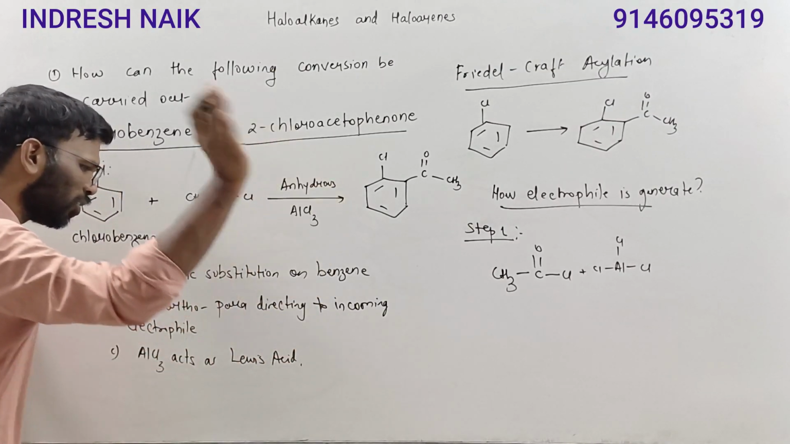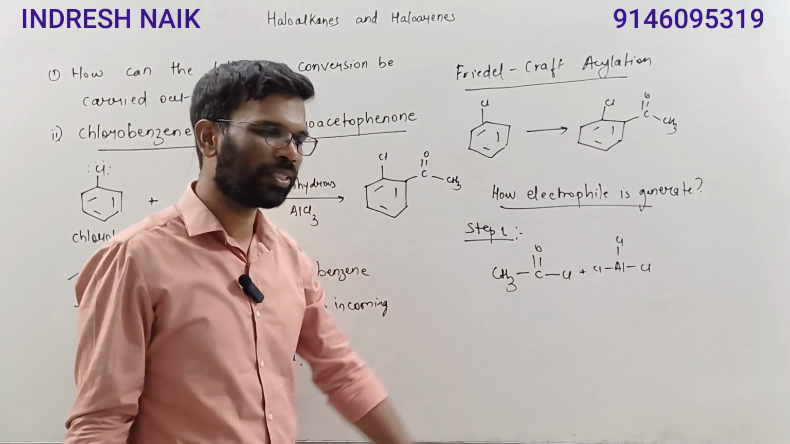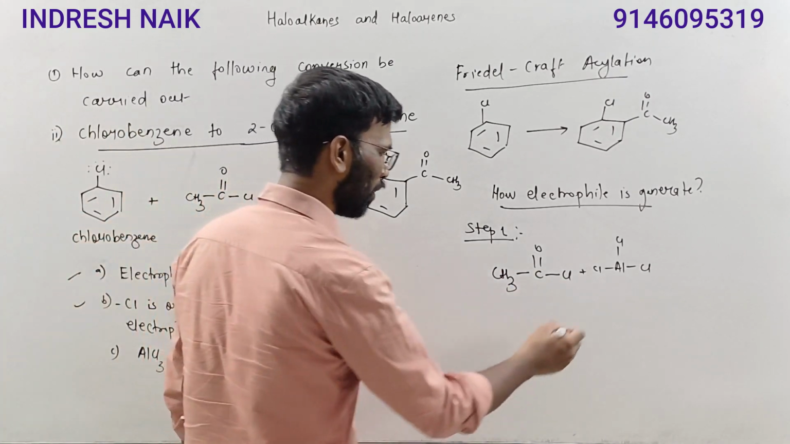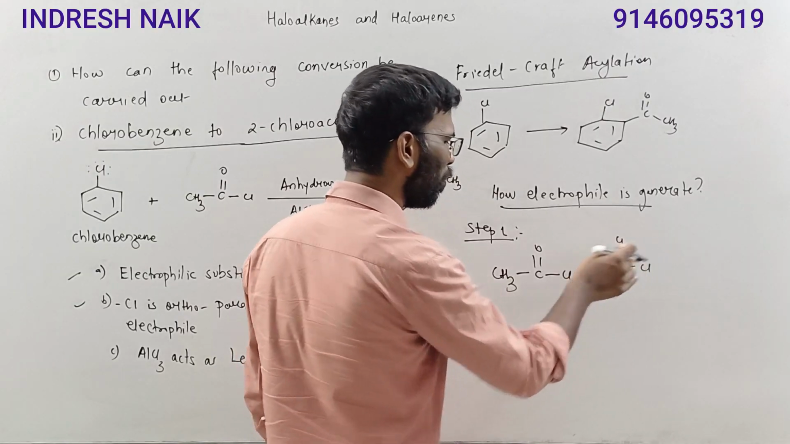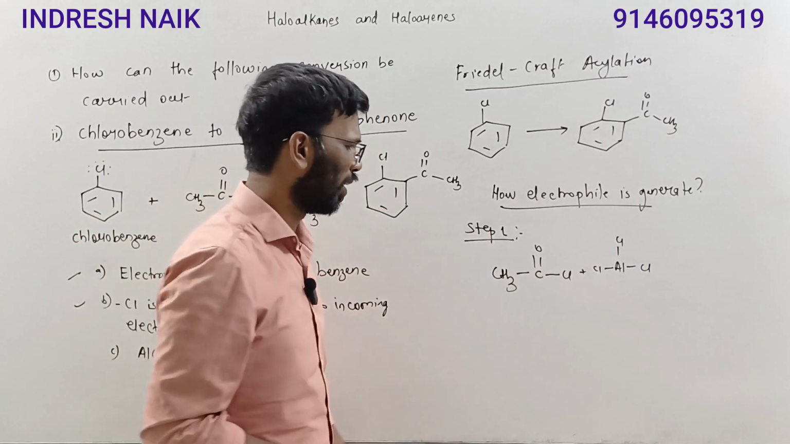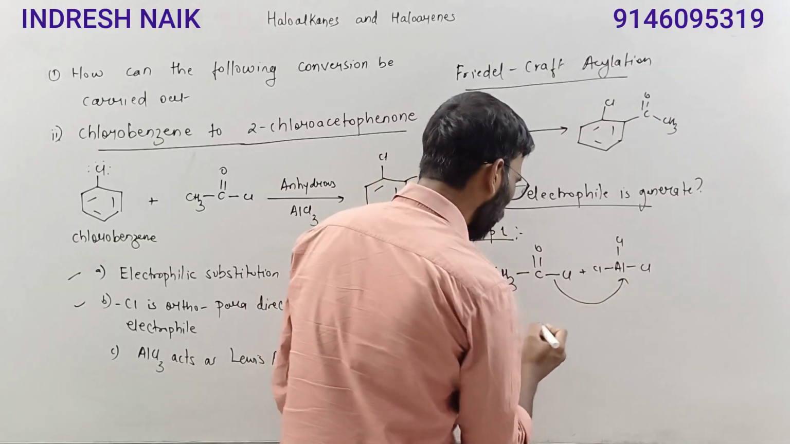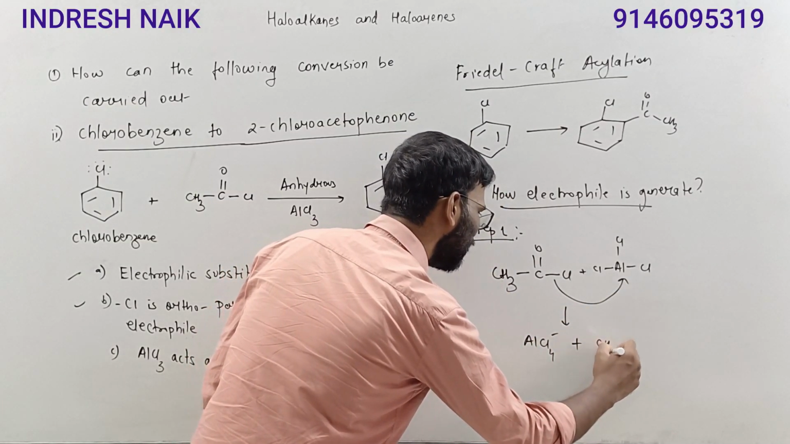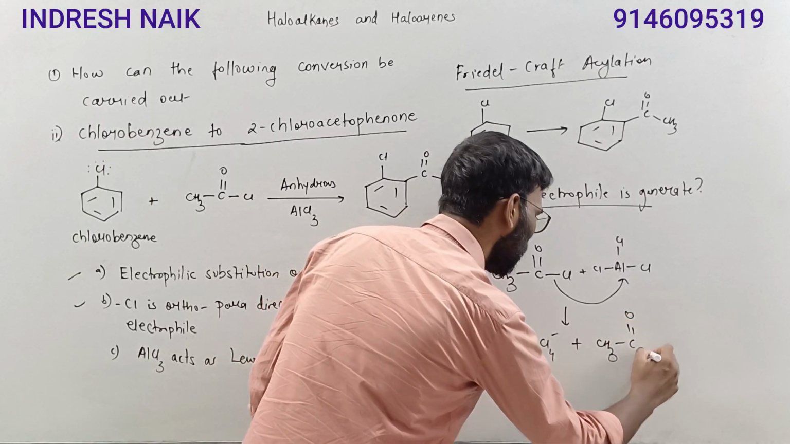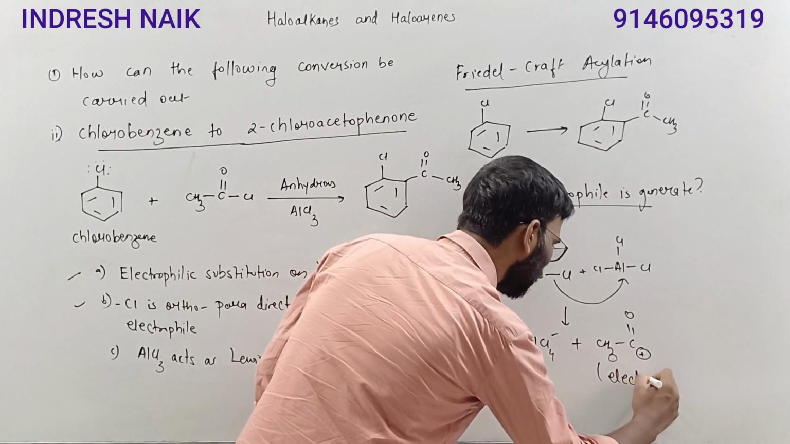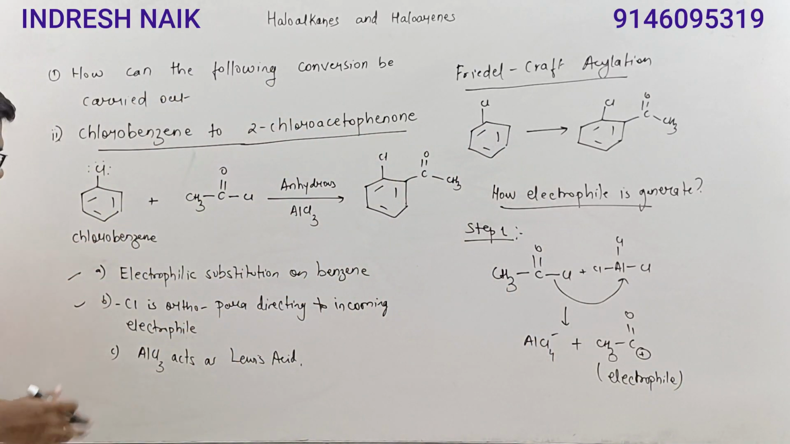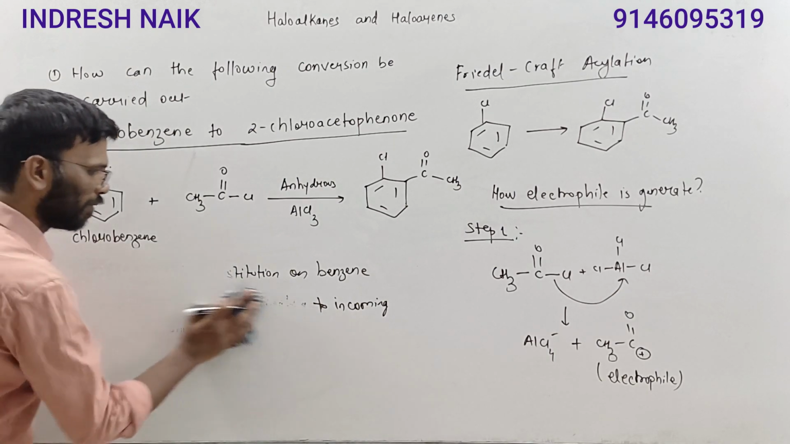Now you can find the definition of Lewis acid. What is a Lewis acid doing? In short, it accepts the electron pair. It is in need of an electron pair because the octet is not complete; three Cl are connected to it. So this reaction will take place. And what do you get? You get AlCl4− and CH3 C double bond O+. This is the electrophile which is generated. This is my step one. Okay, make a note of this.